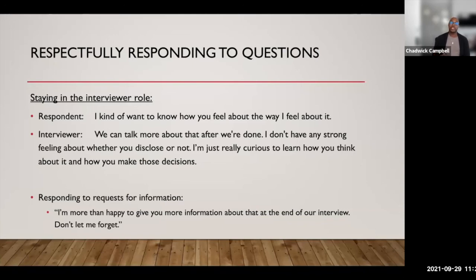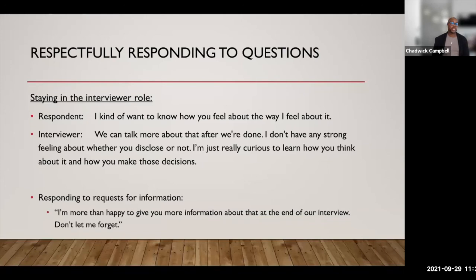And my response to him was, we can talk more about that after we're done. I don't really have a strong feeling about whether you disclose or not. I'm really just curious to learn how you think about it and how you make those decisions. So I answered his question in a way, but I made it clear to him that I want to hear from him. I didn't allow the conversation to turn into him asking me what I think about things, because that can sometimes happen if you allow participants to take you down that road.